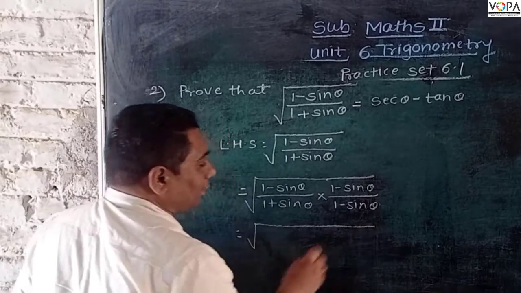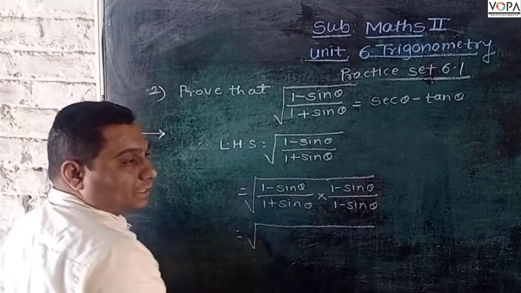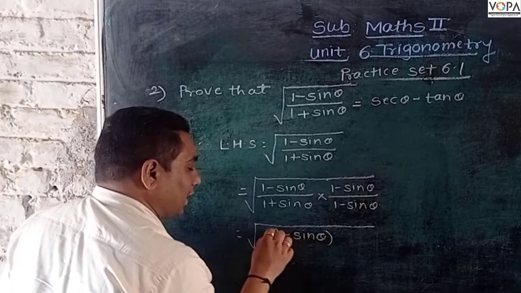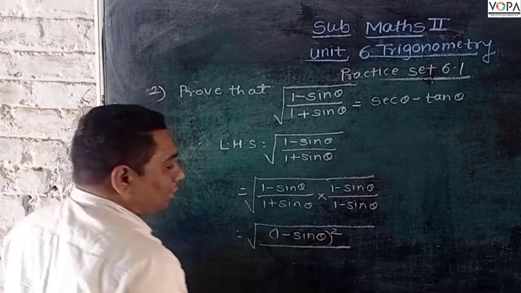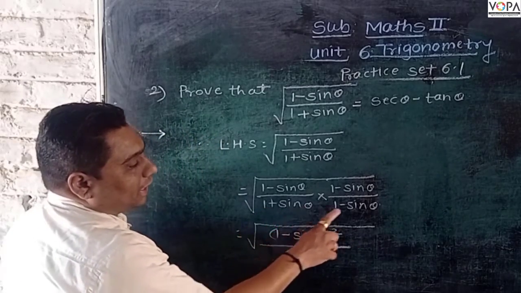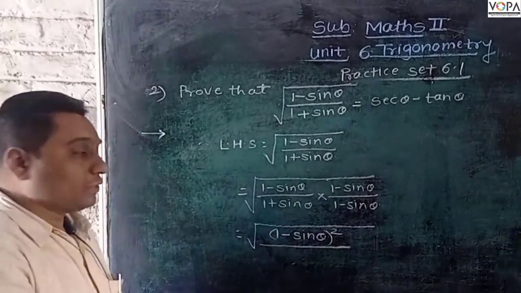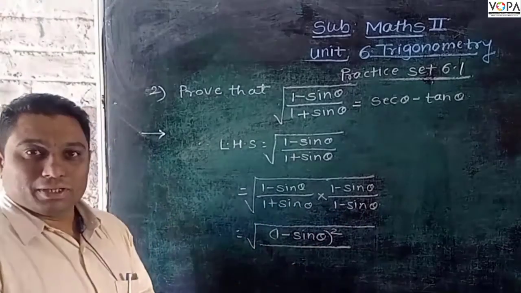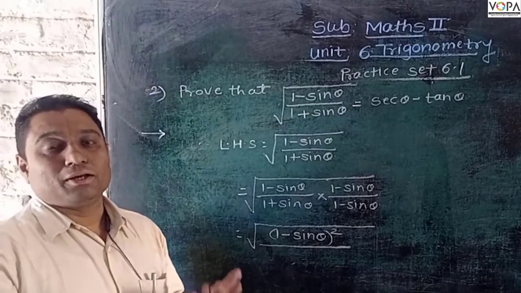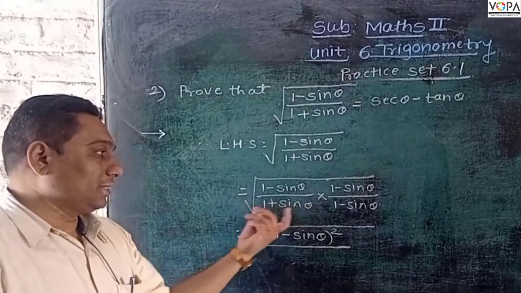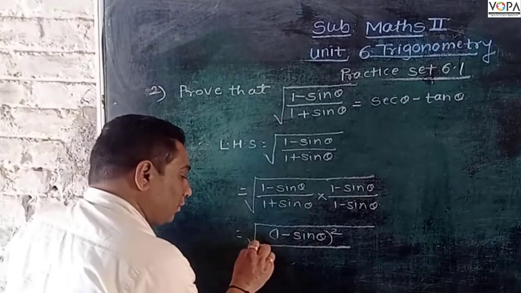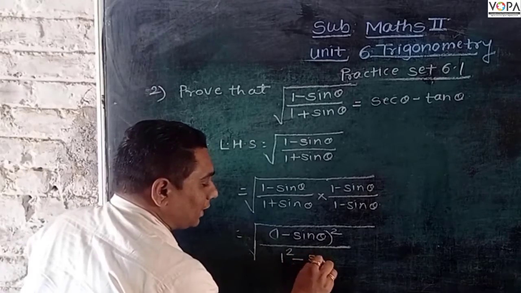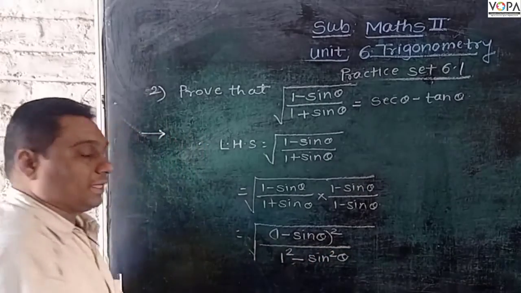So here 1 minus sin theta, 1 minus sin theta, both the terms are the same. So hence it is (1 minus sin theta) whole square upon (1 plus sin theta) and (1 minus sin theta). We know the rule of a plus b and a minus b. A plus b and a minus b is a square minus b square. So we can write it in this manner, 1 square minus sin square theta.